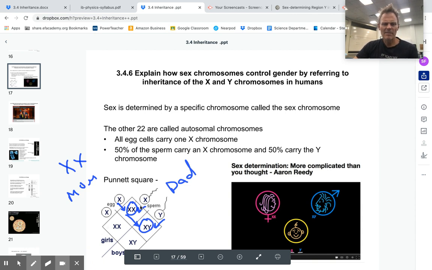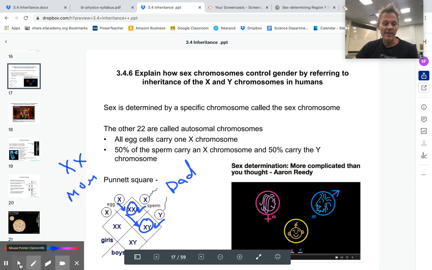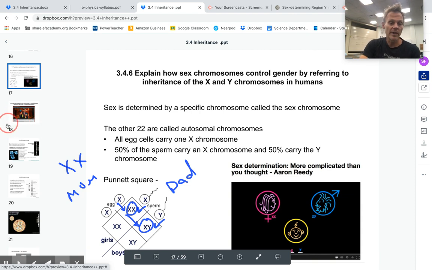Sometimes they put these Punnett squares on an angle. I don't really like it this way. But anyway, that's how X and Y control gender. And you can represent that in a Punnett square if you'd like. The next slide doesn't want to advance.